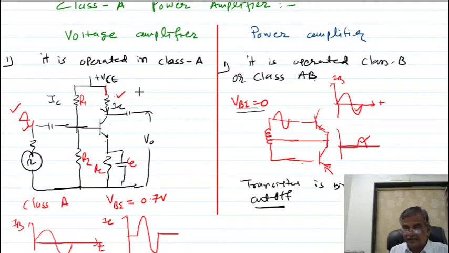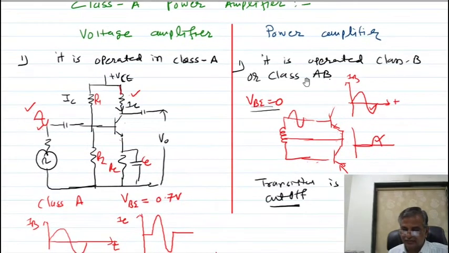Here the transistor is biased at the middle point of the load line, then it is called class A. Here the transistor is biased at the cutoff, class B. So I think you understand what is class B operation. Now one may have a question, what is class AB?